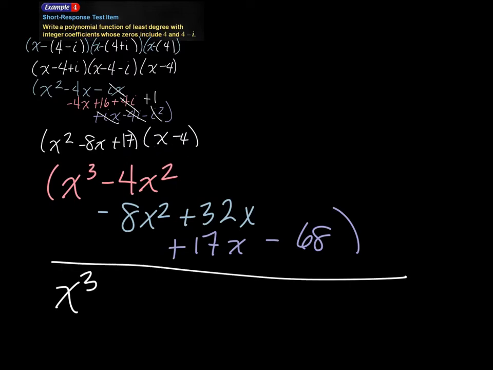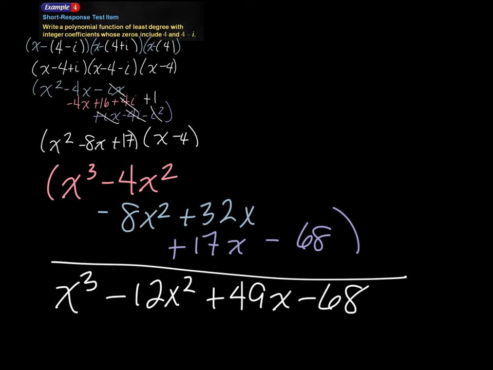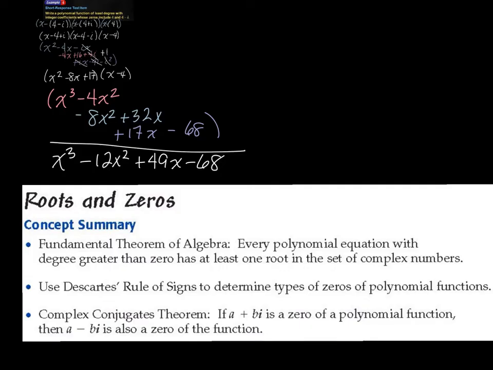And we combine our like terms, which I stacked on top of each other. It fits better on the paper anyway, and it's just handy. And I have x cubed minus 12x squared plus 49x minus 68. The fundamental theorem of algebra: every polynomial equation with degree greater than 0 has at least one root in the set of complex numbers.